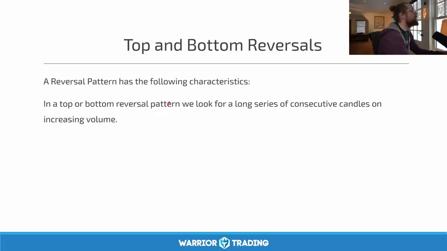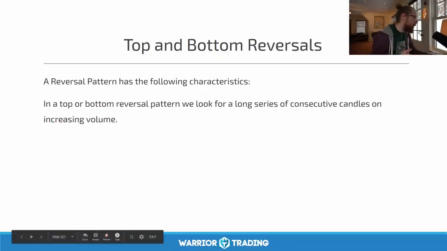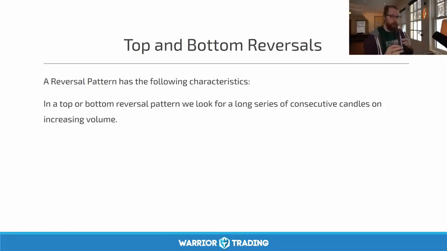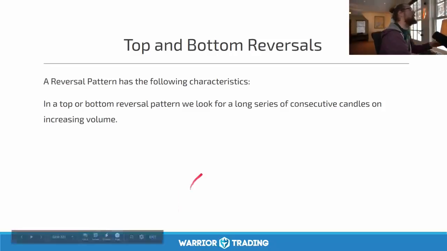So a reversal pattern has the following characteristics. In a top or bottom reversal pattern, we look for a long series of consecutive candles, typically with increasing volume, and then we look for the first candle to change directions. You could do this on the 1-minute chart. You could look for 10 plus consecutive 1-minute candles, whether it's red or green, and then look for the first one to go the other direction, knowing that it's probably because you've got such a strong wave forward that when it does finally shift, you're going to get a decent reversal in trend, whichever way you're going.